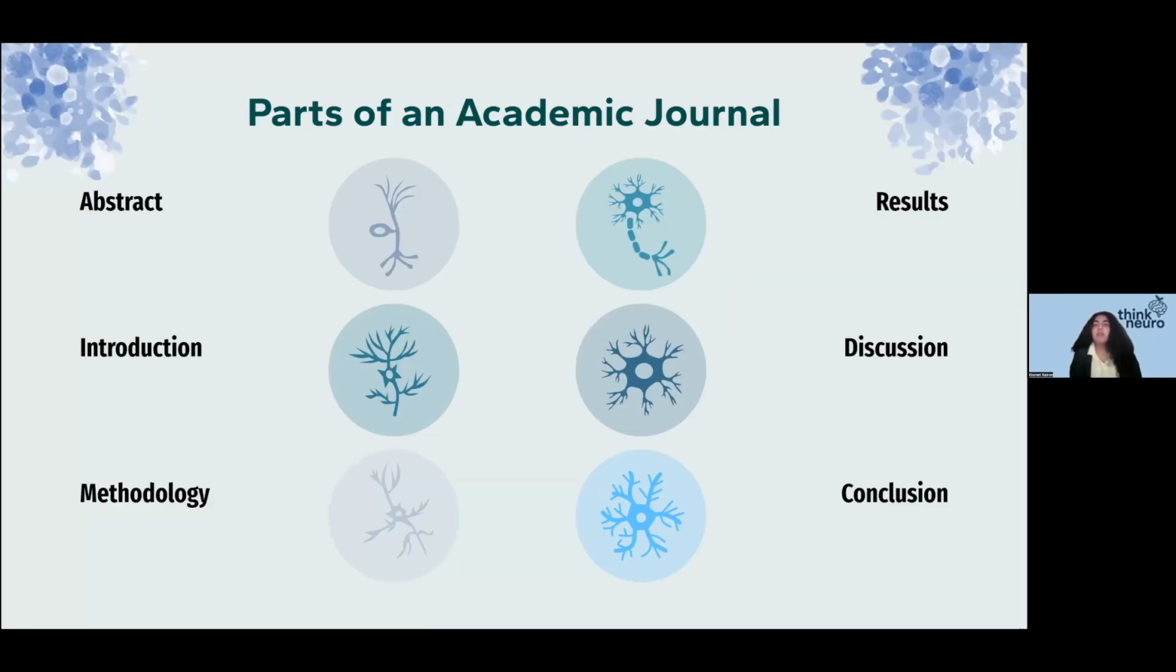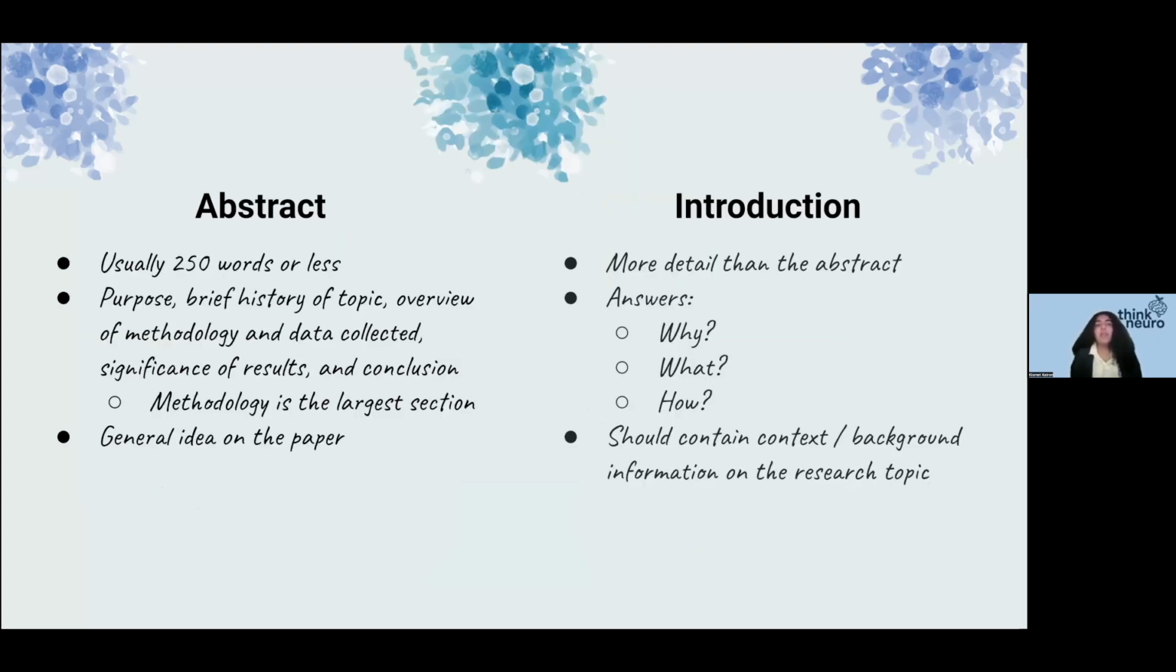Next, you have parts of an academic journal. You have the abstract, introduction, methodology, results, discussion, and then, of course, to end it off, you conclude. So the abstract is typically 250 words or less. It includes purpose, a little bit about the history on the topic, an overview of the procedures done, of the results done, are the results significant, and an ending statement as well.